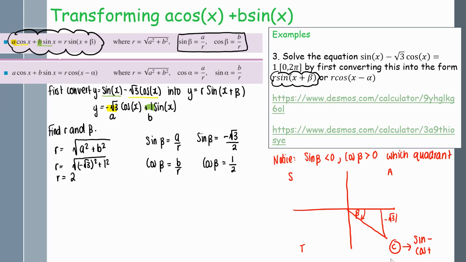All right, I'm going to draw in my unit triangle. And I know that cos, the adjacent side, is a half. Sine, the opposite side, is minus root 3 on 2. And from my memory, I know that that angle beta must be minus, because we're going down from the x-axis, minus pi on 3. I can write y equals 2 sine x minus pi on 3. That's the first part. Now let's solve the equation.